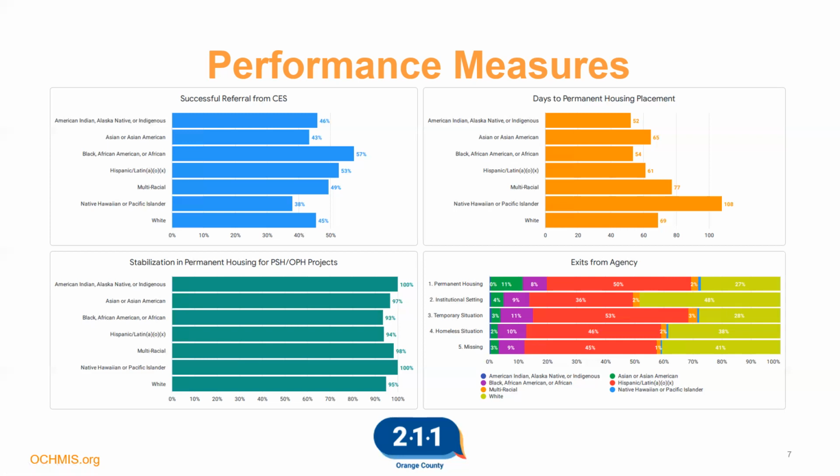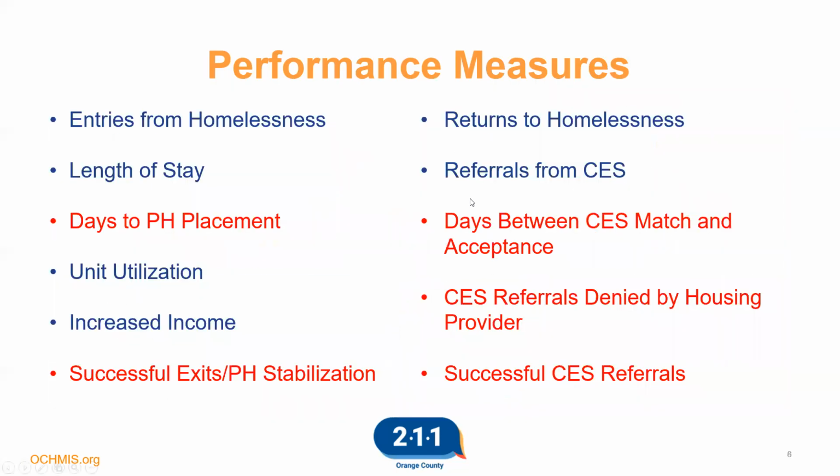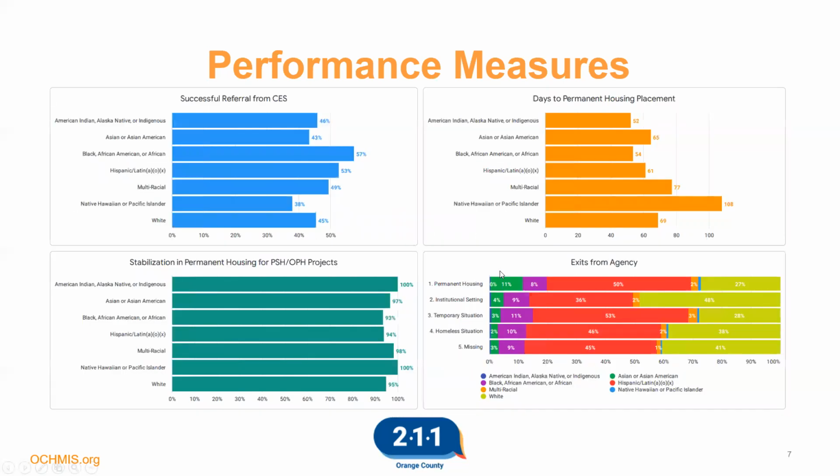So yes, these are the measures that will be on the dashboard, as well as what were the other two? It was denials by housing provider and days between match and their acceptance into the project. So is there any other measures that anyone feels would be beneficial to include on this dashboard, or any feedback on this dashboard from the group?